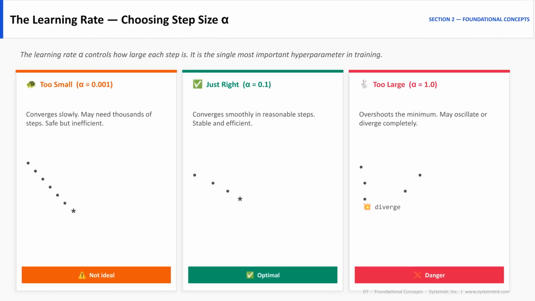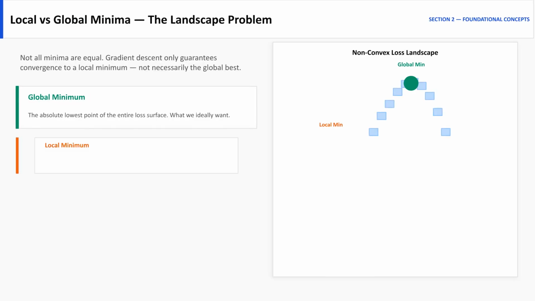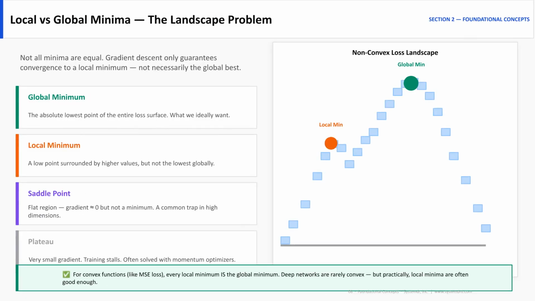If it's too small, convergence is slow. If it's too large, it may overshoot or diverge. An optimal learning rate ensures smooth and efficient convergence. Gradient descent guarantees convergence to a local minimum, not necessarily the global best. The loss landscape can contain global minima, local minima, saddle points, and plateaus. For convex functions, local is global.